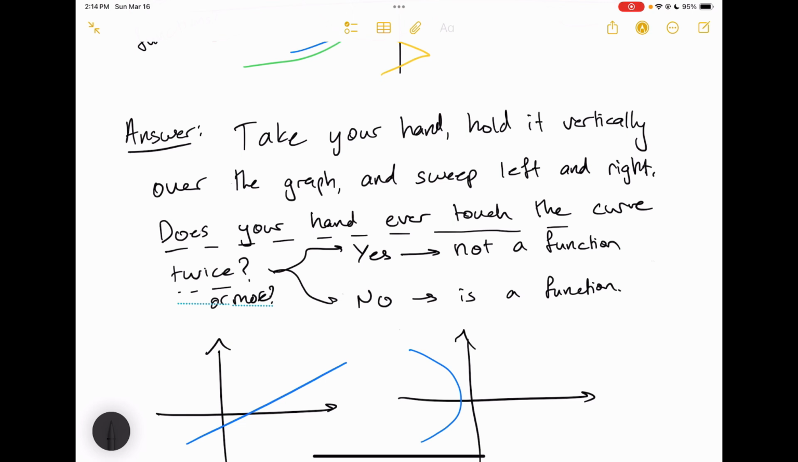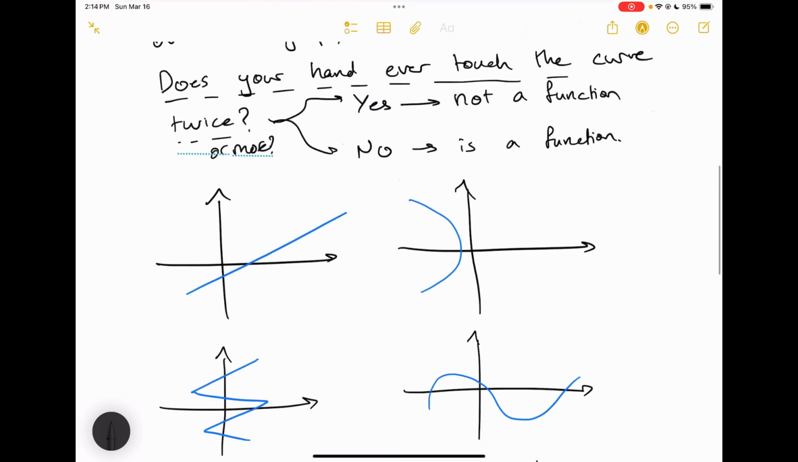Much like we saw before with input and output maps, it is the opposite kind of thing. We're testing for a negative. So if we do touch more than once, then it's not a function. If we do not touch more than once, we touch only once, it is.